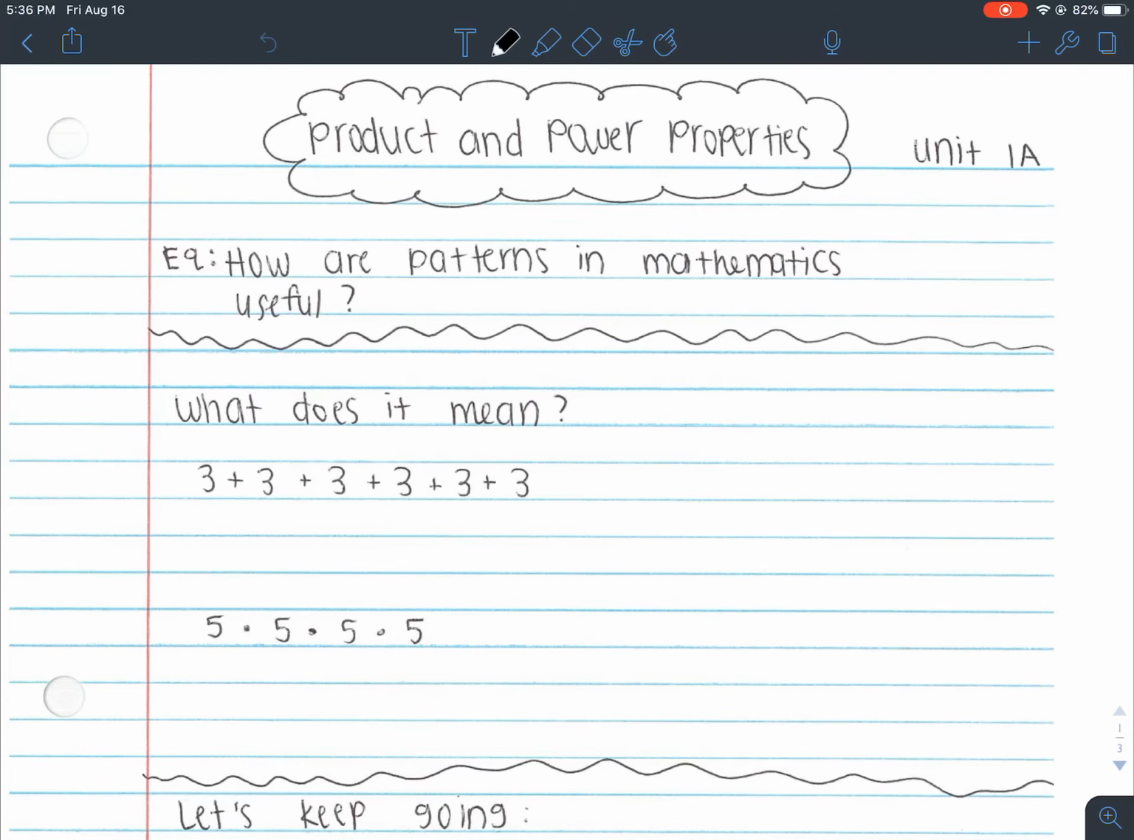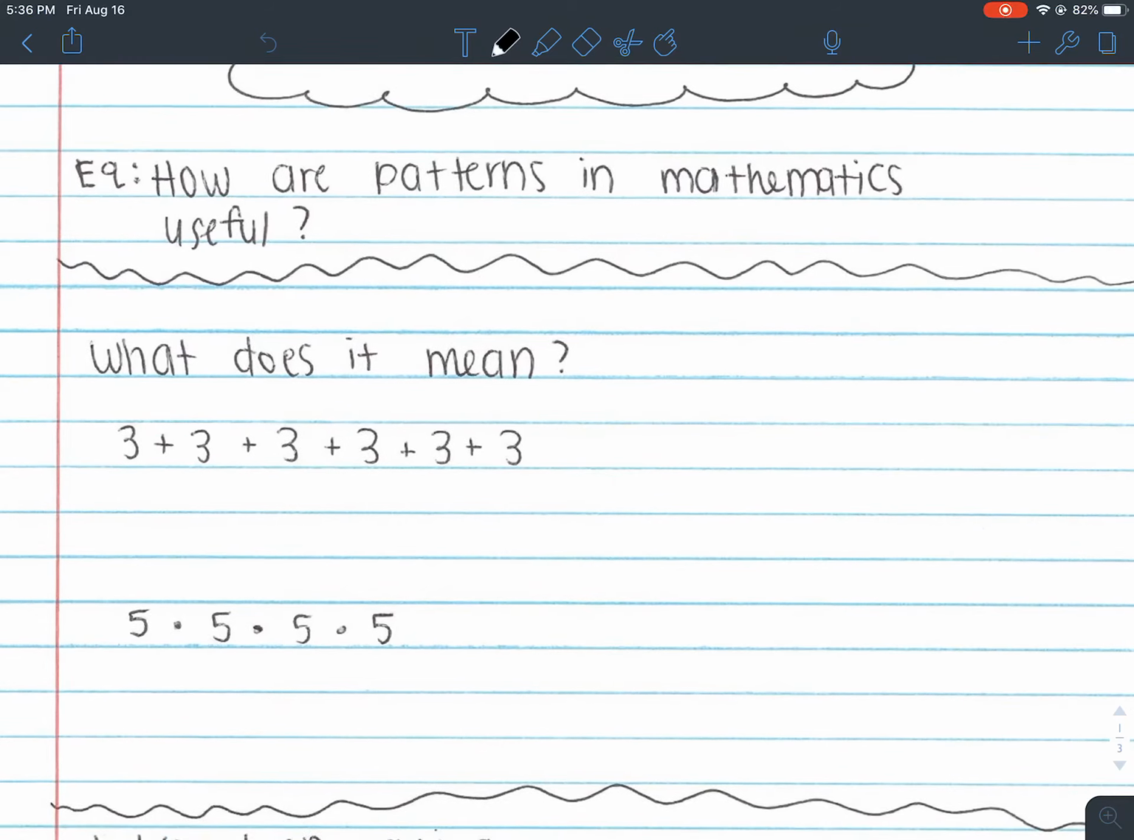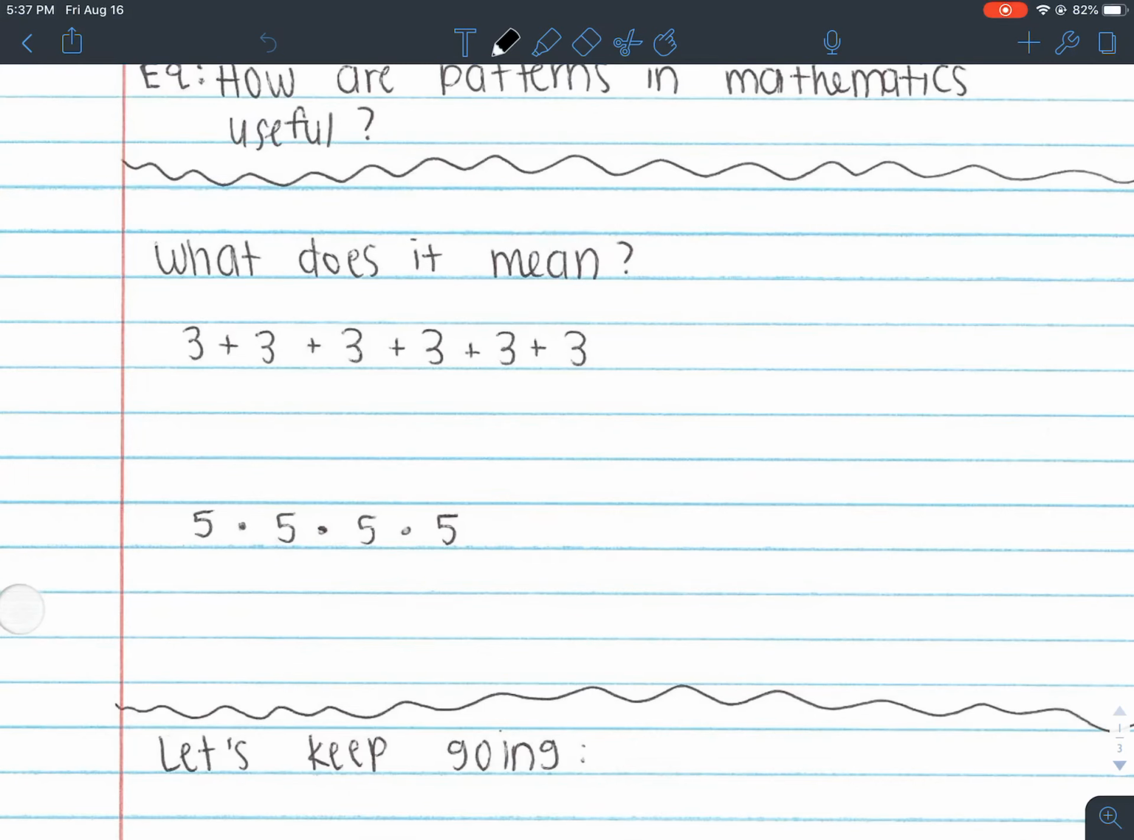All right, so this is in Unit 1A, and our essential question is, how are patterns in mathematics useful? So we love patterns because it makes things easier. Once we recognize them, it's easier for us to use later on, right? So let's talk about what these patterns might mean.